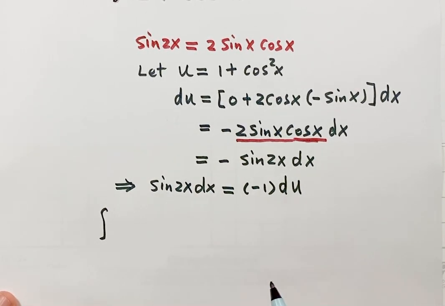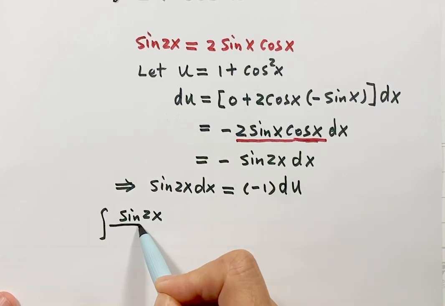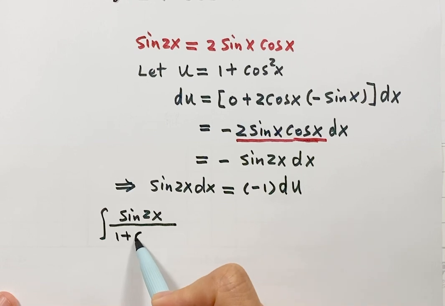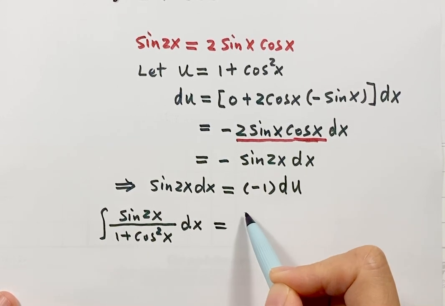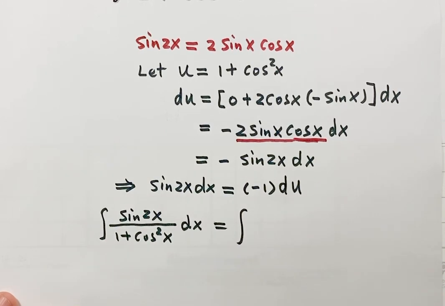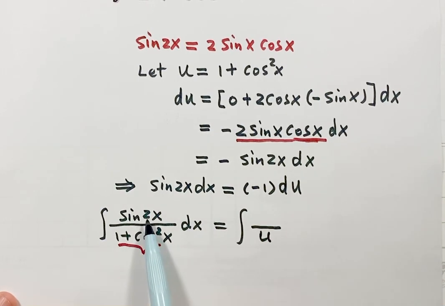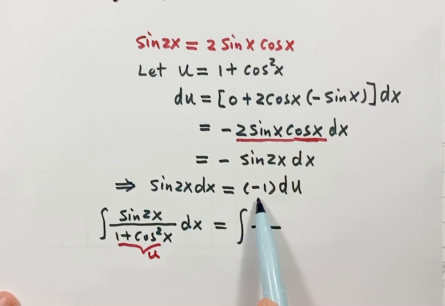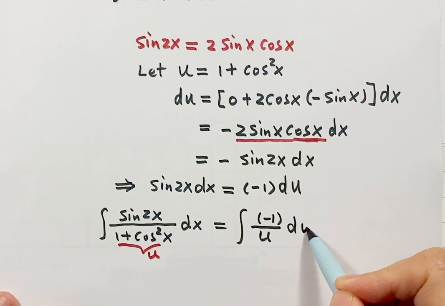So let's first copy the original question, sine 2x divided by 1 plus cosine x squared. Then we are going to do the u substitution. But just remember, this part is u. So that's why here we have u on the bottom. Then sine 2x dx is equal to negative 1 du. So here's a negative 1 du.